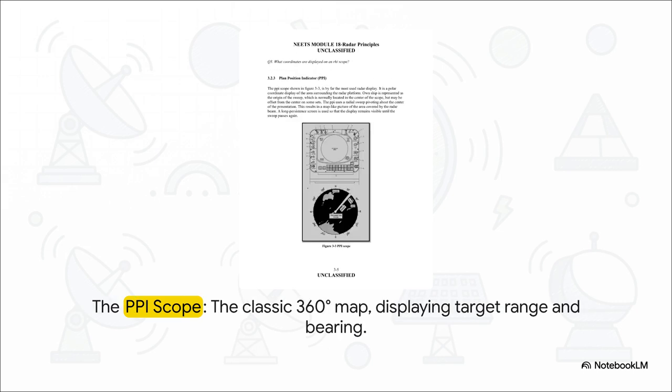And finally, we have the one you probably think of when you hear the word radar, the PPI, or Plan Position Indicator. This is that classic top-down 360-degree map. Your radar is right there in the center, and that sweeping line paints a picture of everything around you, showing both its distance, that's the range, and its direction, which is called the bearing. And there's a good reason it's the most common display. It gives you a complete, totally intuitive picture of what's going on.